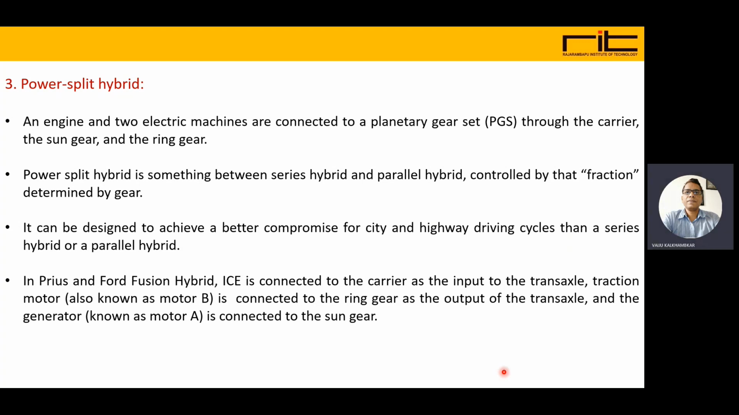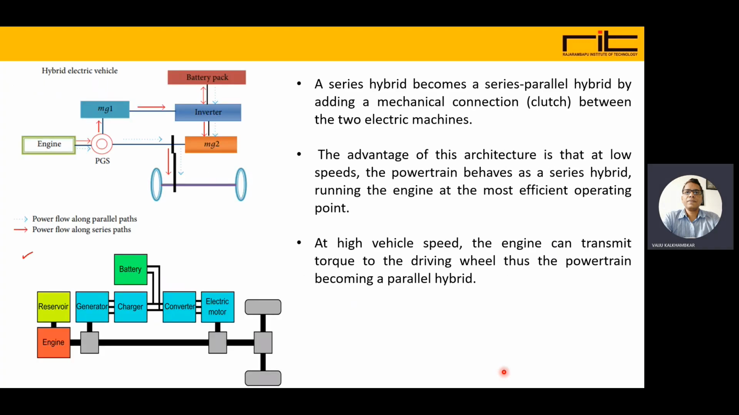In Prius and Ford Fusion hybrid, the IC engine is connected to the carrier as the input to the transaxle. The traction motor, also known as motor B, is connected to the ring gear as the output of the transaxle, and the generator, known as motor A, is connected to the sun gear. So you can see the two motors are there. Here we can see the schematic diagram of this system, that is power split hybrid.